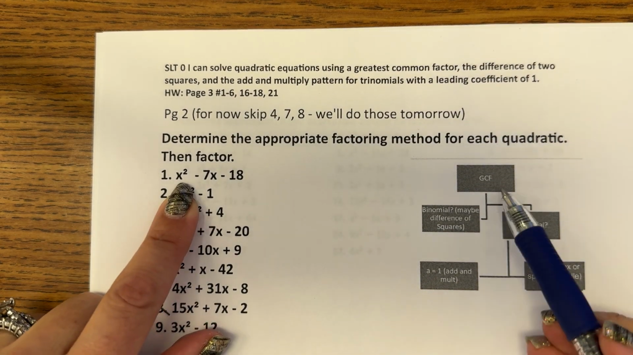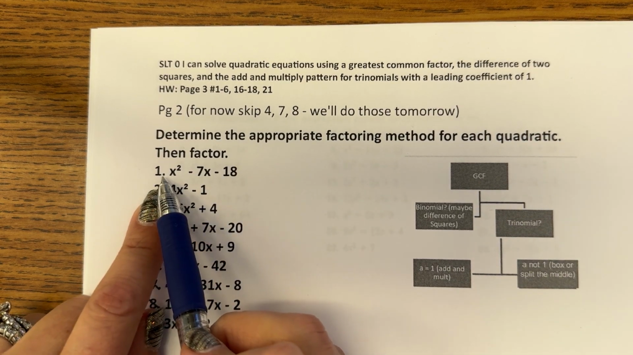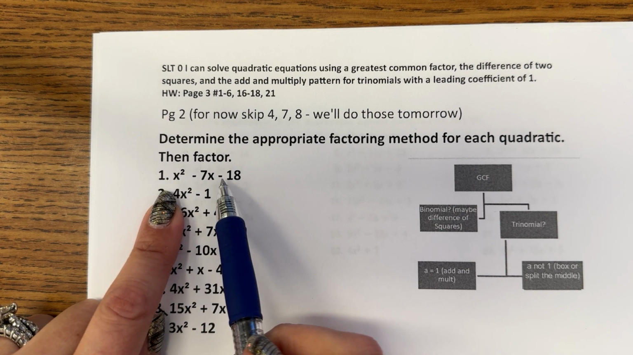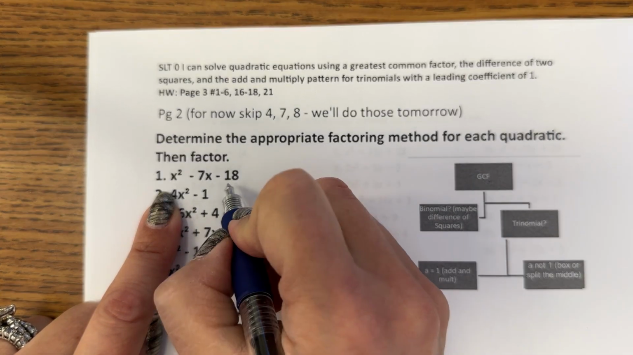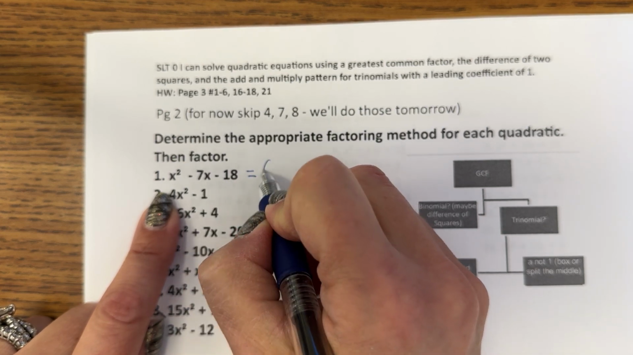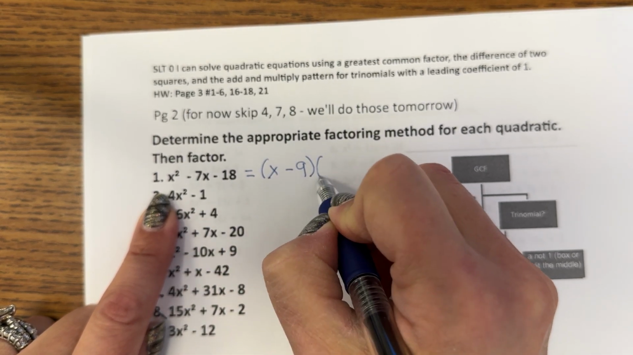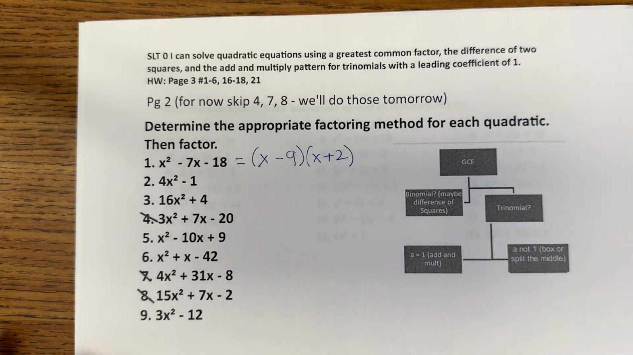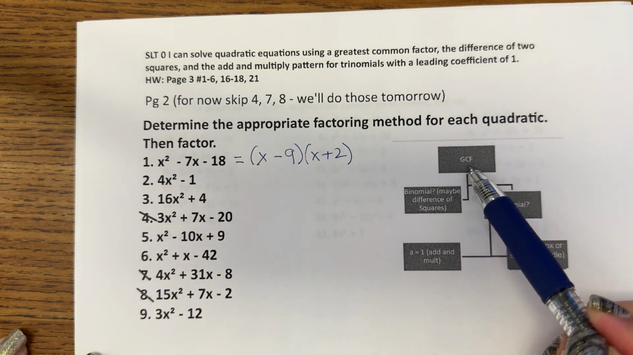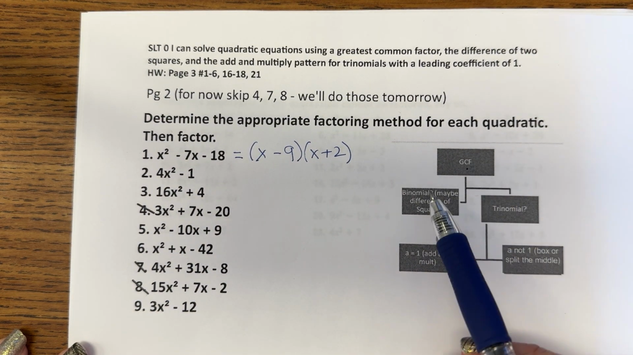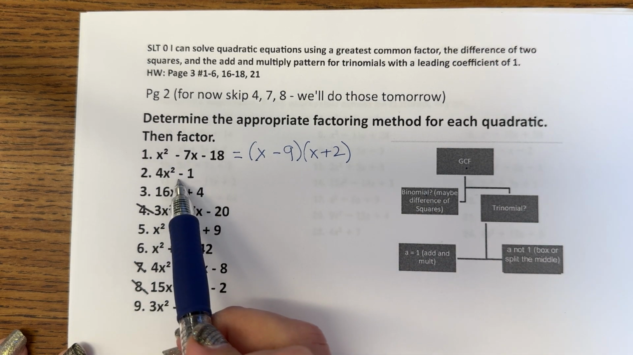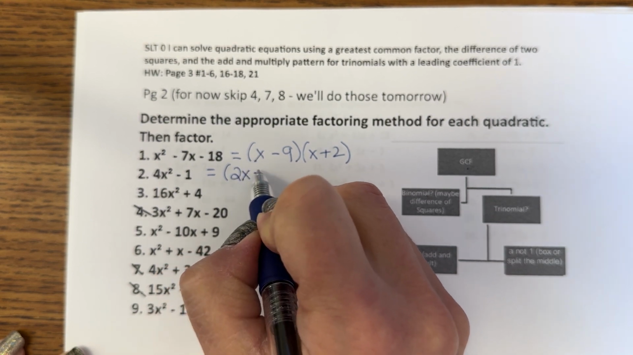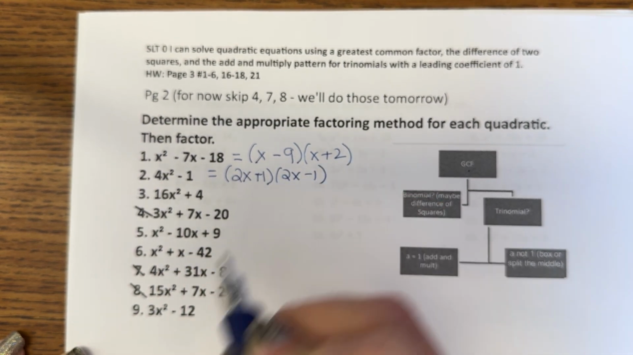All right, number 1, is there a greatest common factor? No, all of these cannot divide by something. Is it 2 terms or 3? It's 3, so I'm going to say what multiplies to negative 18 that adds to negative 7 will be negative 9 and positive 2. So that factors to x minus 9, x plus 2. Number 2, is there a greatest common factor? No, it's a binomial. Is it subtraction of 2 perfect squares? It is. So that goes to conjugates, 2x plus 1, 2x minus 1.